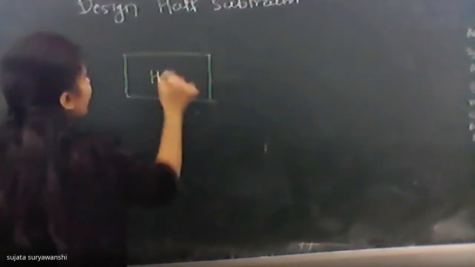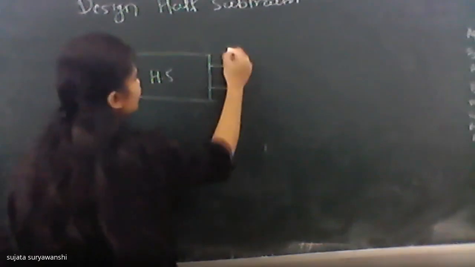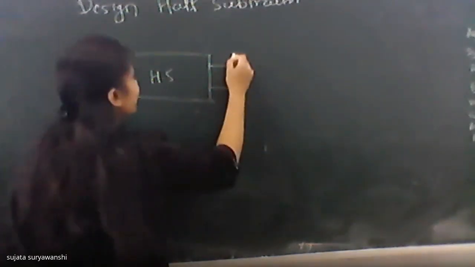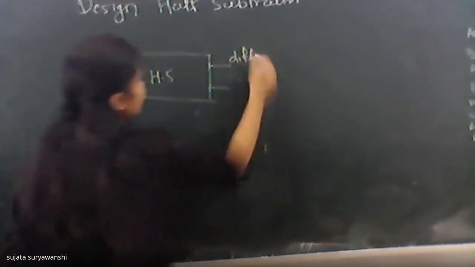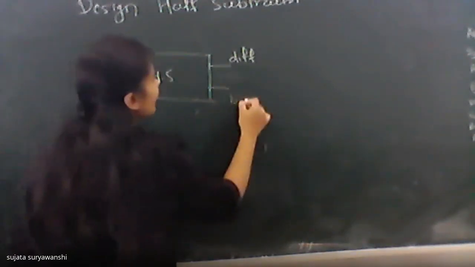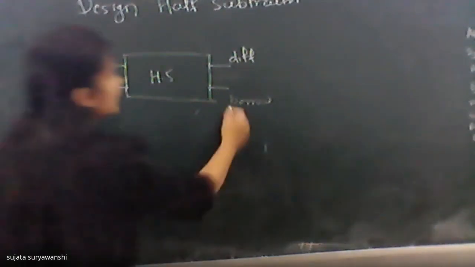Okay, we'll see the block diagram of the half subtractor. Again, it has two inputs and two outputs. But the outputs are, first one is difference and second one is borrow. First output name is difference and the second output name is borrow. Okay, this is the block diagram.